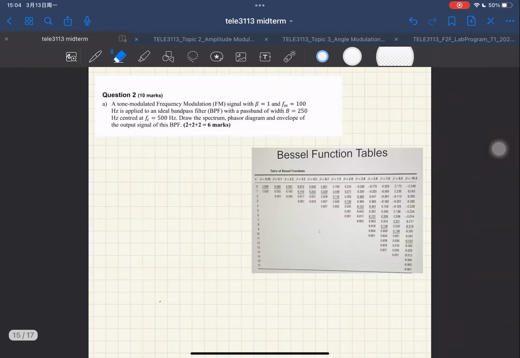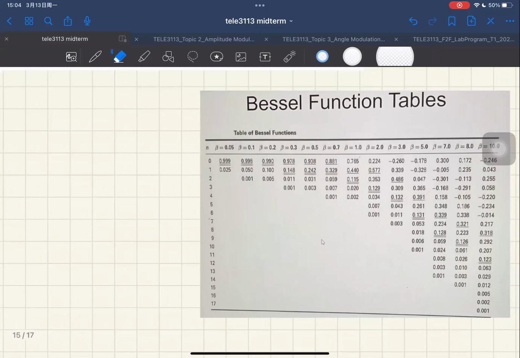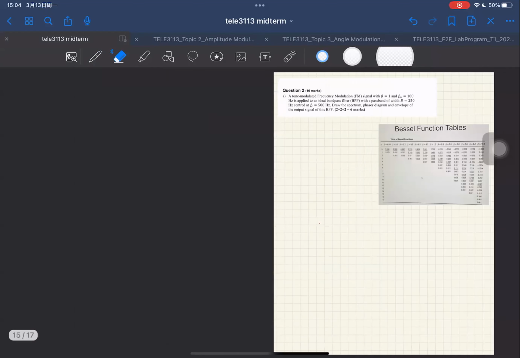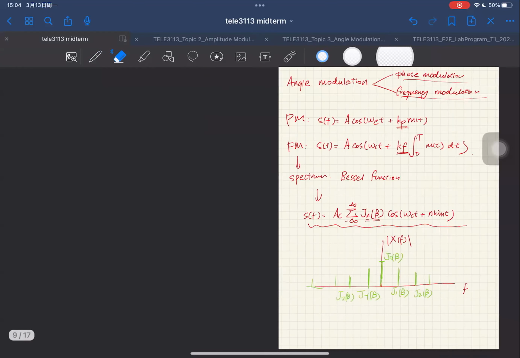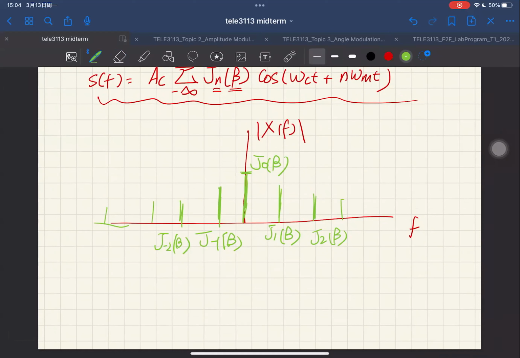Yeah, and in the exam, you can use this table to find the corresponding value for each order. So that's the amplitude spectrum. For the phase spectrum, you have to know that. Oh, and also this amplitude spectrum is even symmetrical.